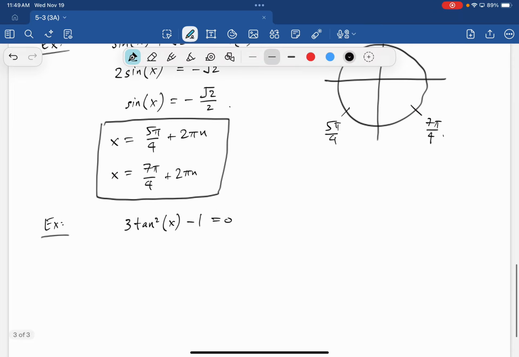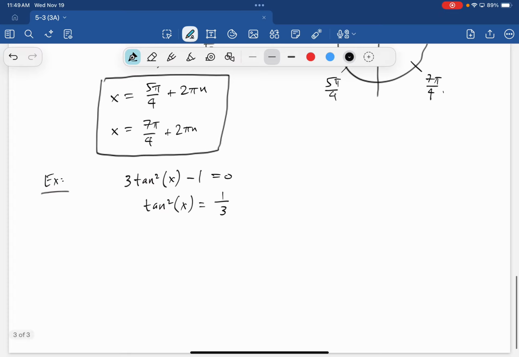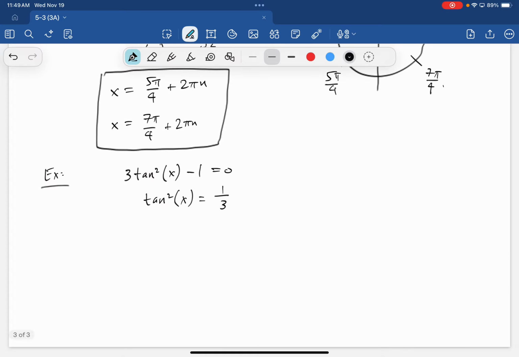Okay, so if you isolated tangent, you would get tangent squared x equals 1/3. But then when we take the square root, we need to account for both the positive and the negative solution. So we would have tangent x equals not just positive, but plus or minus root 3 over 3. Right? 1 over root 3 is root 3 over 3. And then we do a plus or minus because we need to account for the negative solution as well.